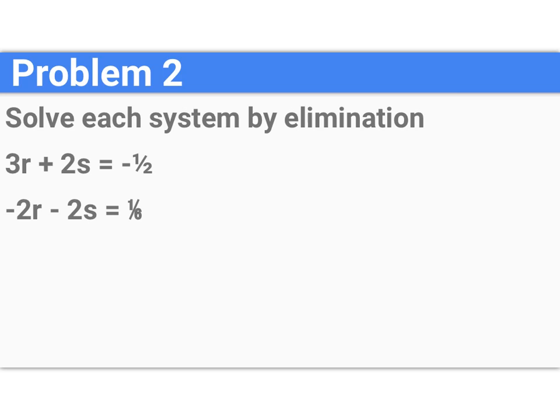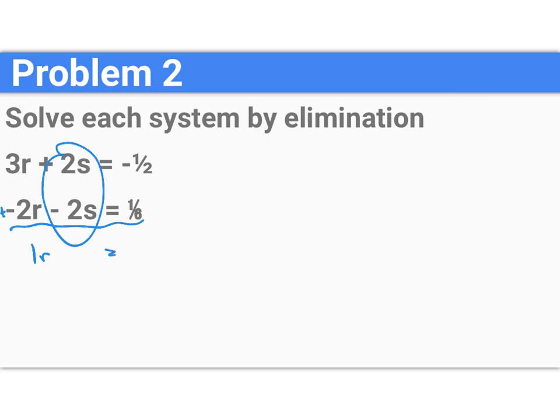Okay, your second one. Your s's have the same coefficient, so we are going to add. And look at this, we got little fractions. No, we're not going to do a shortcut, because that would throw off the work. 3 plus negative 2 is 1r. 2s plus negative 2s is 0.